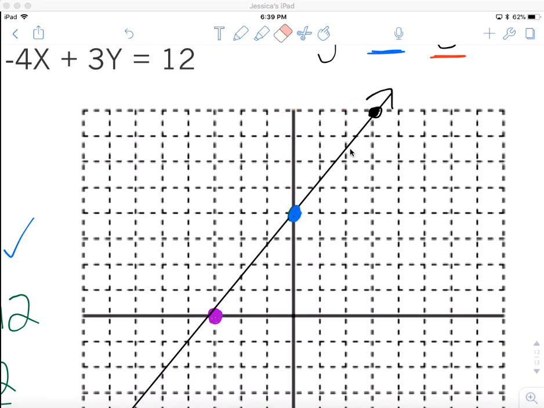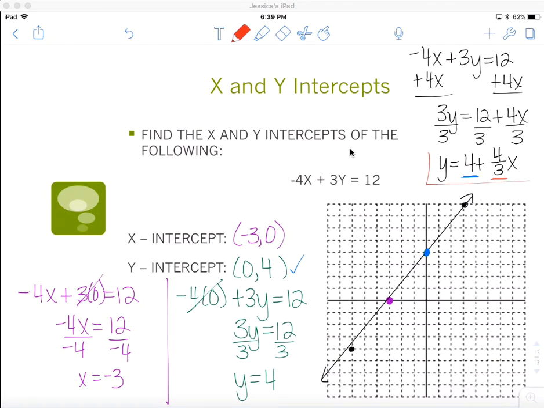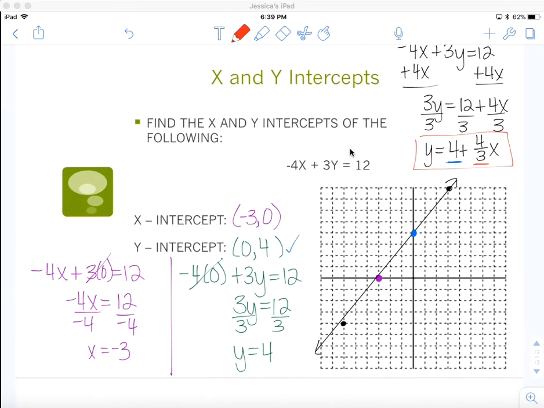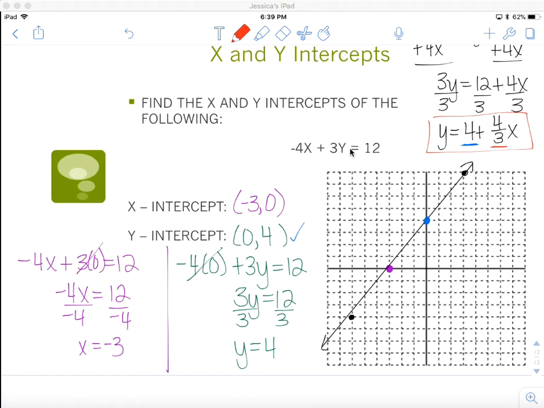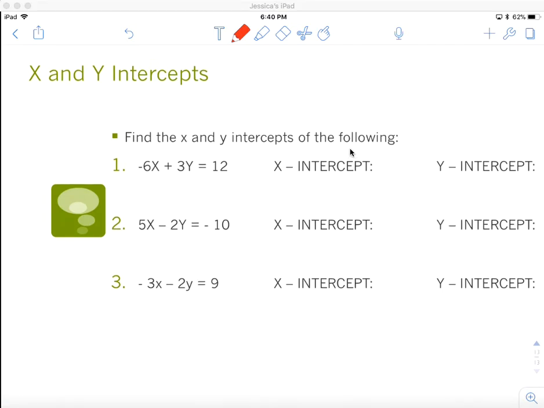So I wanted to take a second to point out that getting y by itself gives you the exact same line as it did whenever we graphed by intercepts. You can choose the method that you prefer as long as you know what x and y intercepts are. The last thing we're going to do in this video is practice finding x and y intercepts. So I want you to pause the video, try these 3 problems, and then restart it to check.